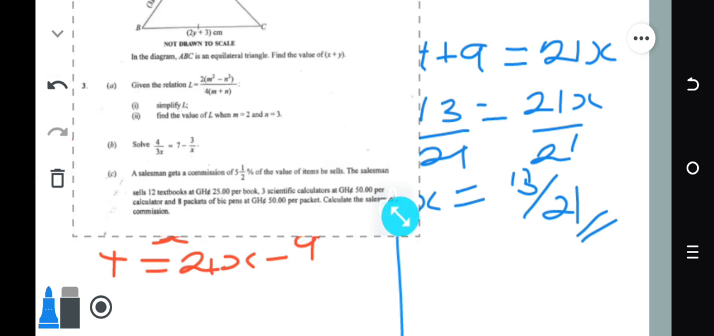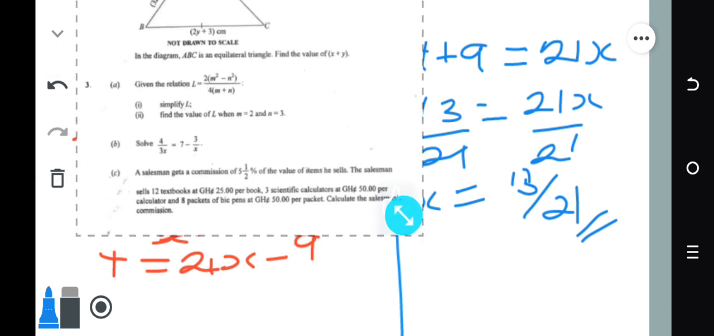Let's move on and tackle question 3c, which says a salesman gets a commission of 5.5% of the value of items he sells. The salesman sells 12 textbooks at 25 Ghana cedis per book, 3 calculators at 50 cedis per calculator, and 8 packets of big pens at 50 cedis per packet. Calculate the salesman's commission. Let's clean our board and work it out.